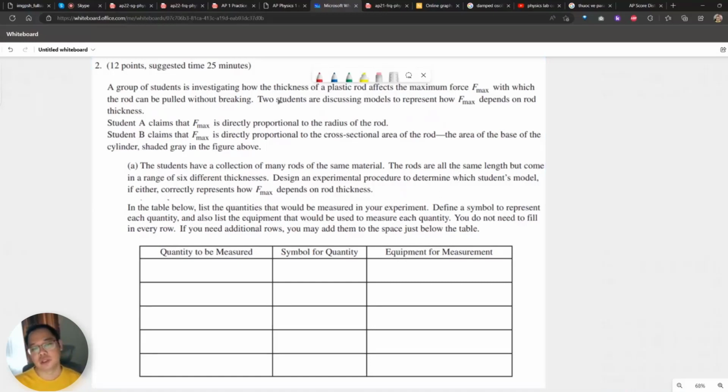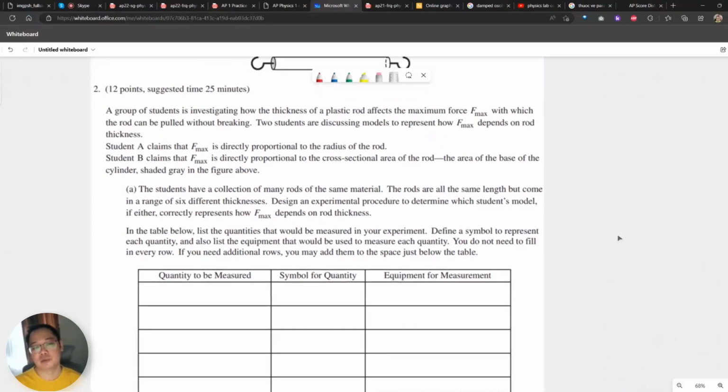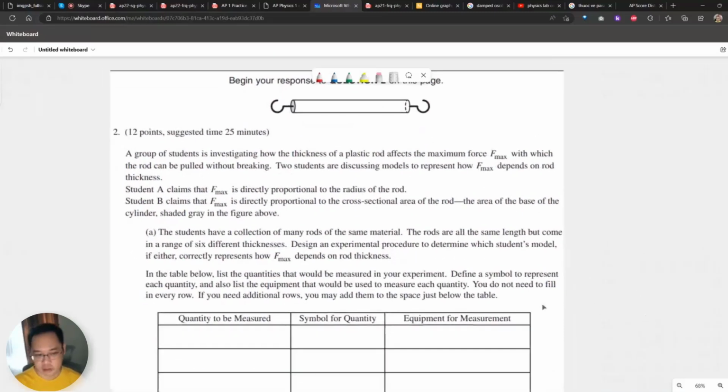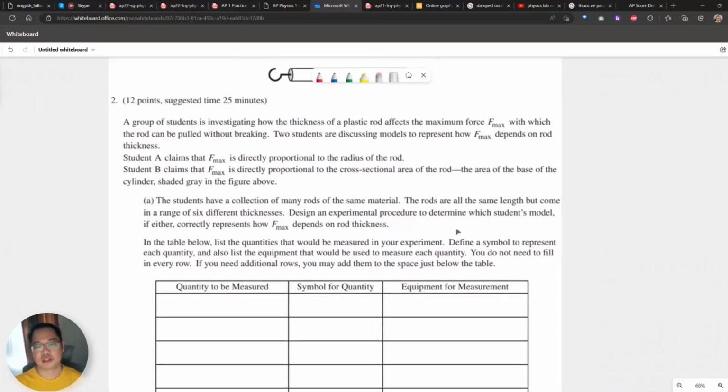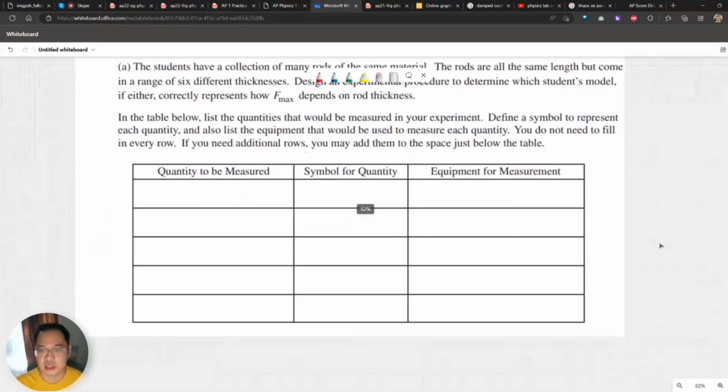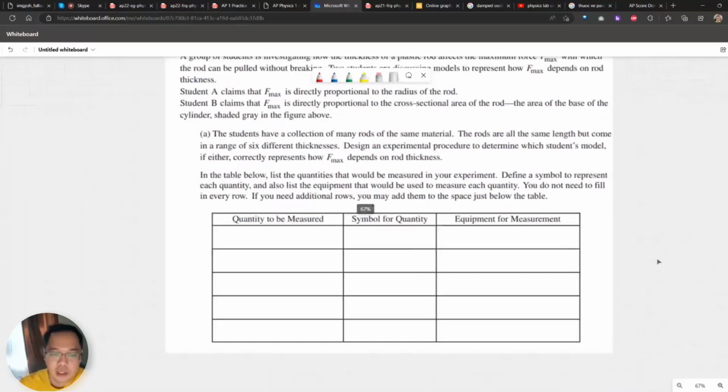This kind of question, an experimental problem, is the most difficult one to get a 5. So if you cannot do it, you can skip it. Only aim for grade 4? Yes. Just try your best first before quitting. In designing the experiment procedure, you do not need to fill in every row. Okay, you may add additional rows.